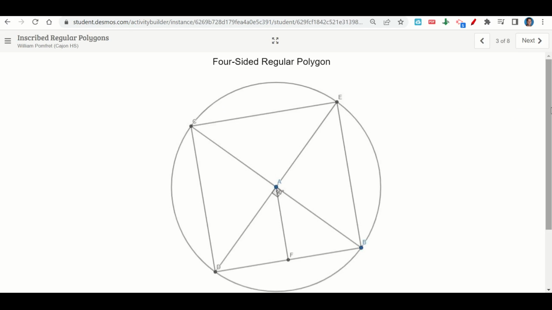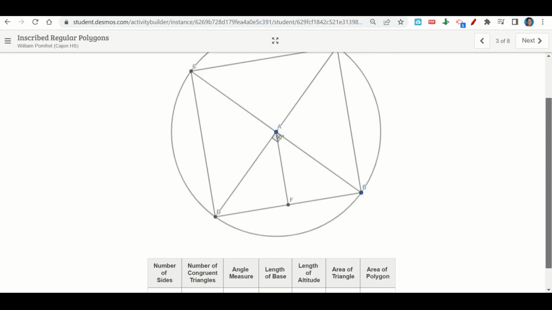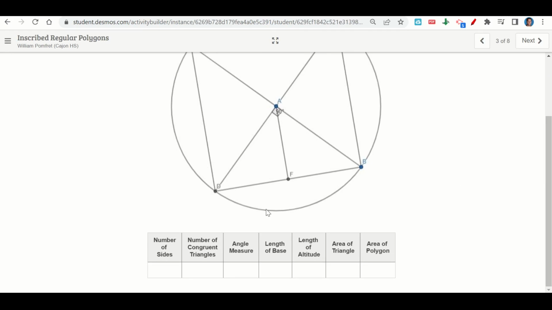So we're given a four-sided regular polygon, and we're asked to fill in the table. Now, the number of sides of the polygon, we said it was four-sided, so there's four sides. Now, if you used your notes, you should know how these things work. So the number of congruent triangles should be 4 as well, because it's always going to match the number of sides. The angle measure is going to be 360 divided by the number of triangles, which in this case is 4. And when we do that, we get that each angle then is 90 degrees.